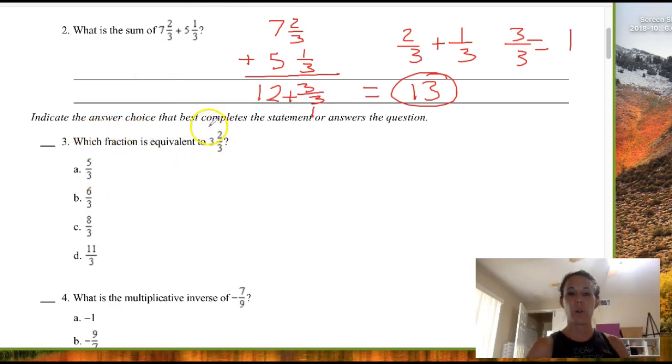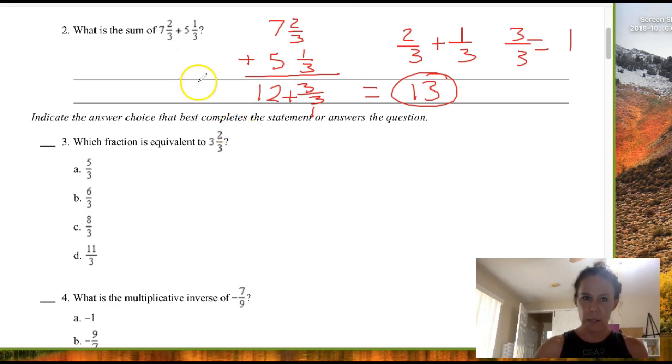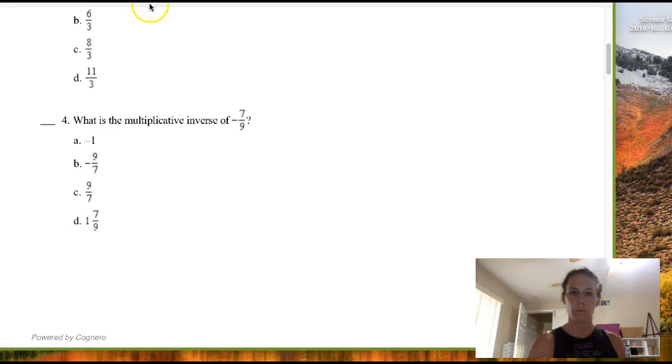Which fraction is equivalent to 3 2/3? Well, these all look like improper fractions to me. So I'm going to go ahead and change this mixed number to an improper fraction. I take my bottom number, I multiply it by the whole number, and I add the top number. So 3 times 3 is 9, plus 2 is 11 over 3. So it would be D. And on to the next one.